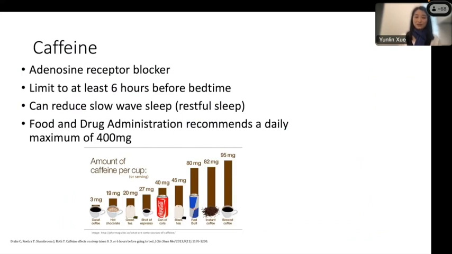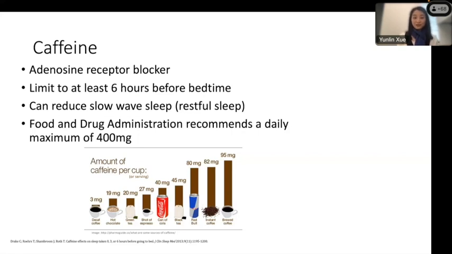I guess one important thing I just wanted to talk about is caffeine, because a lot of people have questions about this. So caffeine is what's called an adenosine receptor blocker, and adenosine helps with things like sleepiness and wakefulness throughout the day. And we recommend limiting caffeine to at least 6 hours before bedtime.